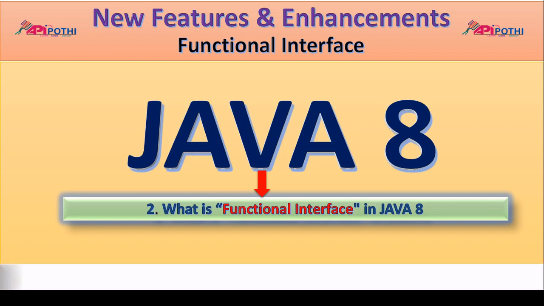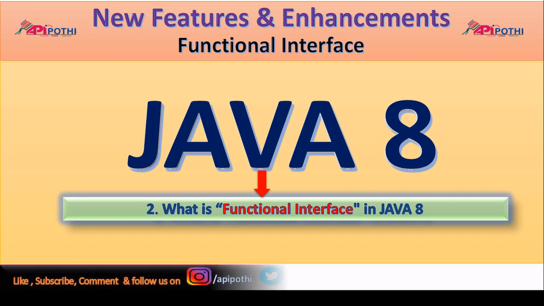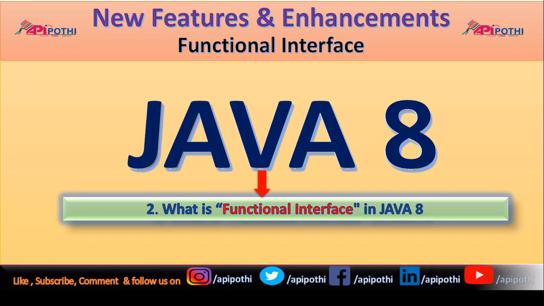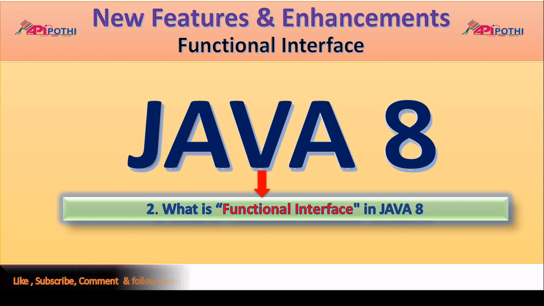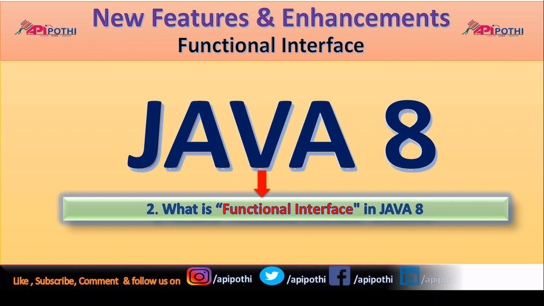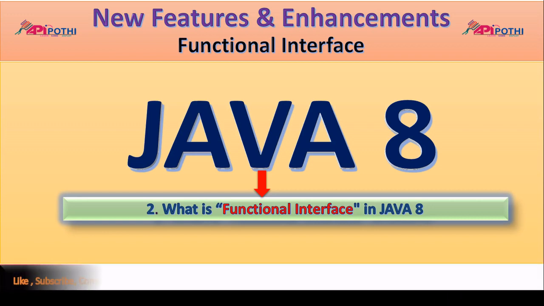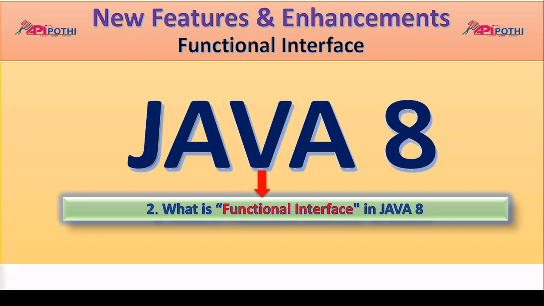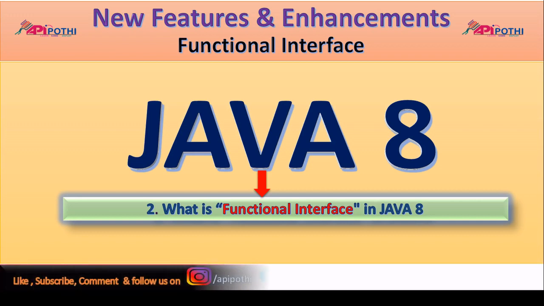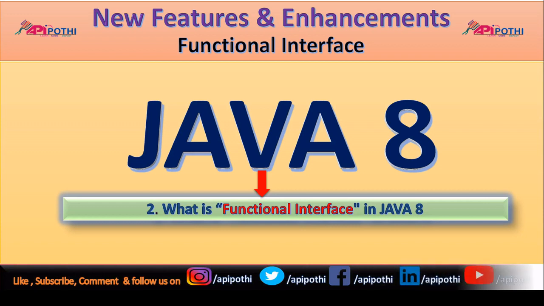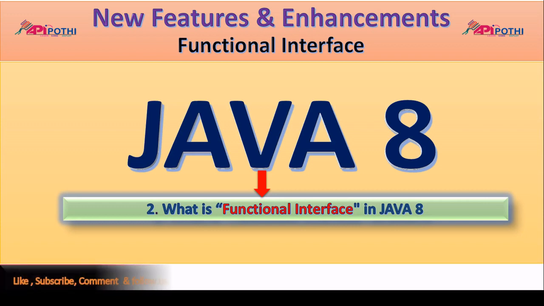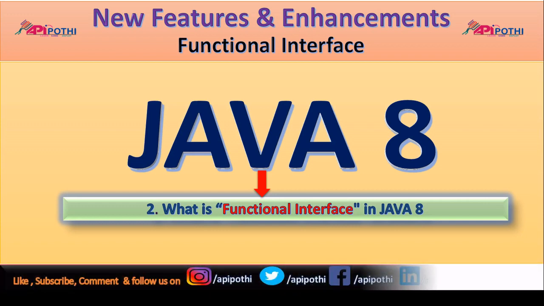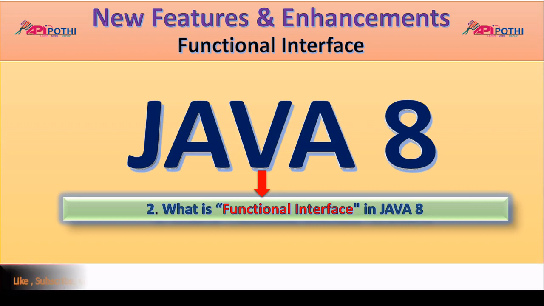So in this video, today we are going to understand what the functional interface is in Java 8. This is one of the major enhancements that came as part of Java 8, which is called the functional interface. The concept came into Java 8, but it also applies to the old interfaces, which existed before Java 8. Anyhow, we are going to understand.